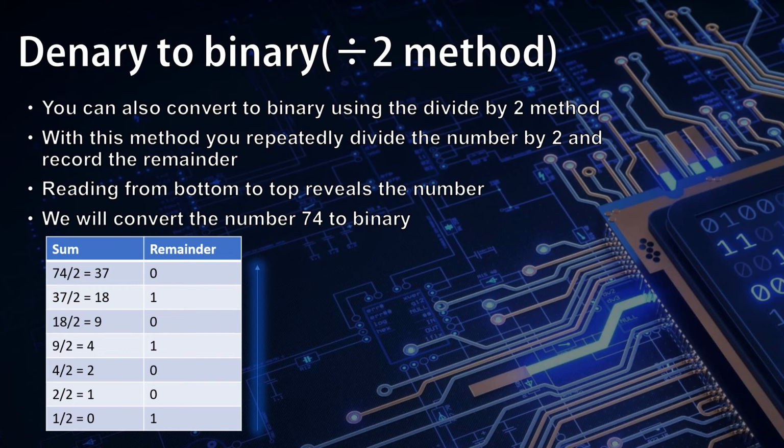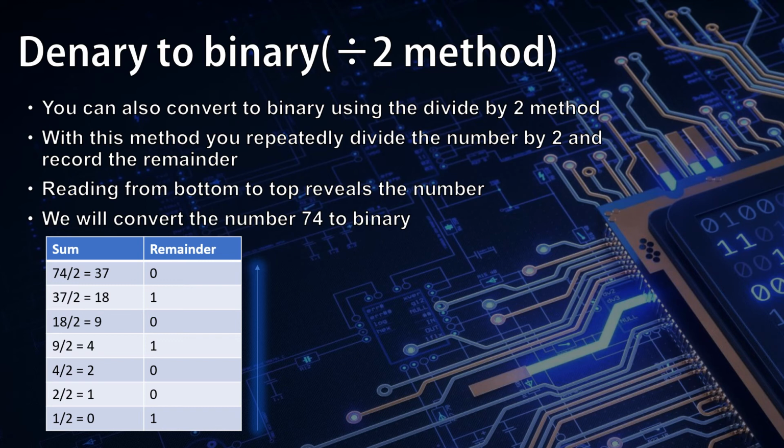One of the things I don't like about this method is that students often forget that we're going to read from the bottom to the top, so the final number you get will always be a 1, and students sometimes forget to divide 1 by 2 and come up with that remainder of 1. That's always going to be the last step when you use the divide by 2 method.